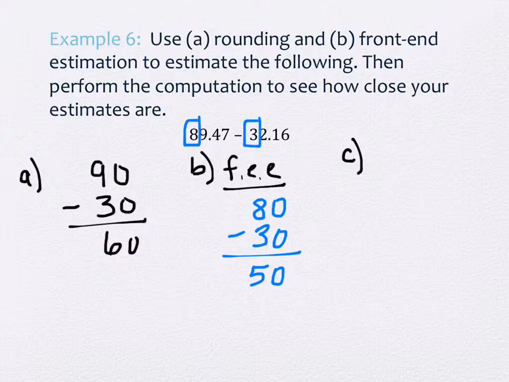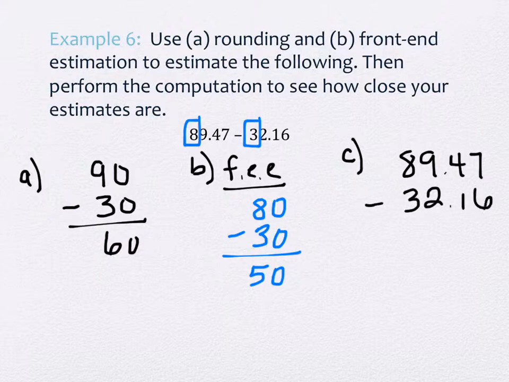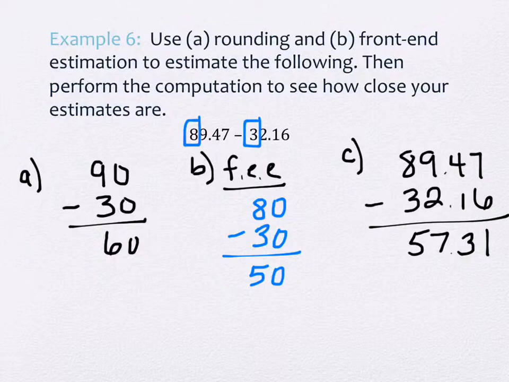All right. And then part C, it's not really listed like that, but part C is that we're actually going to compare how close they are if we really subtract them. So 89 and 47 hundredths minus 32 and 16 hundredths. And we'll go from left to right. So 7 minus 6, I get 1, 4 minus 1, 3, 9 minus 2, 7, and 8 minus 3, 5. All right, so my answers are reasonable estimates, right?